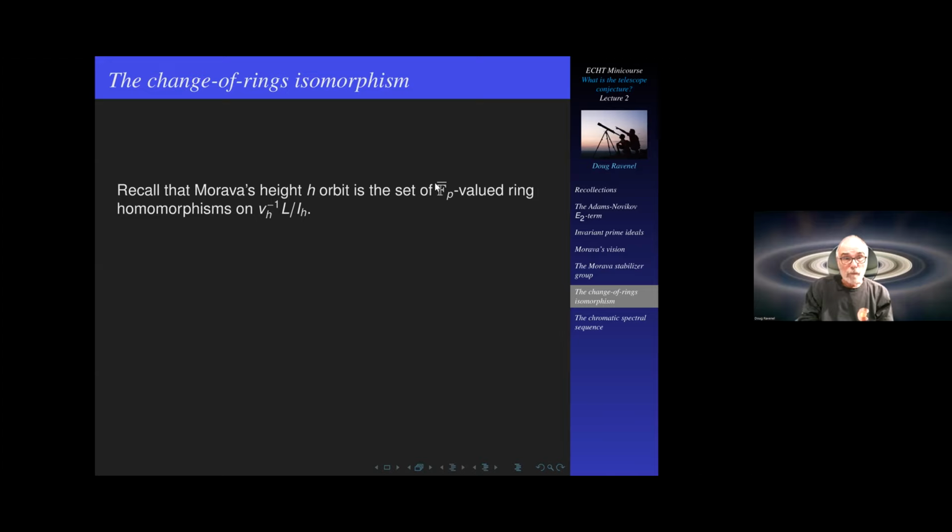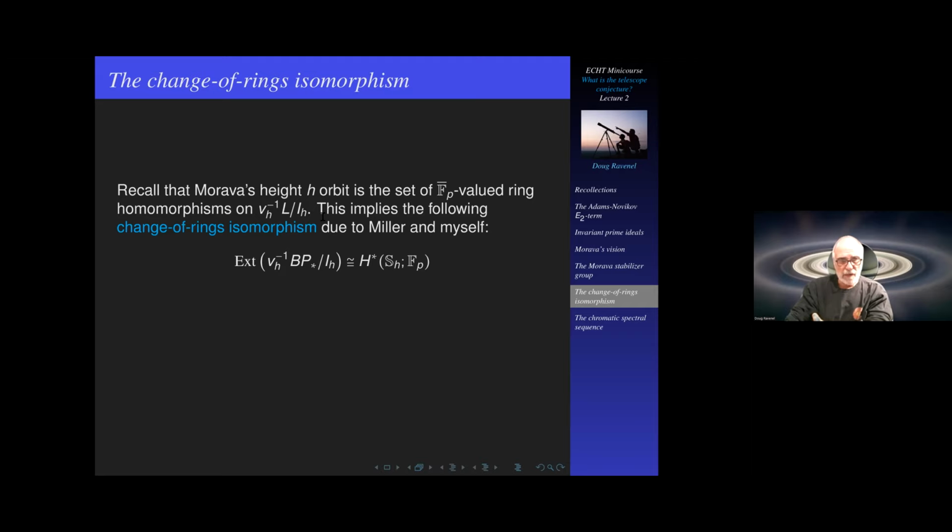Now, recall that Morava's height h orbit is the set of F_p-valued ring homomorphisms on this ring. So you take L, you kill the ideal I sub h, and then you invert v sub h. This implies the following change of rings isomorphism that was proved by Haynes Miller and myself. If you're interested in computing the Ext group for the ring that you get from BP star by killing I sub h and inverting v sub h, that is the same thing as the mod p cohomology of the Morava stabilizer group S sub h. So we can identify this Ext group with the cohomology of the Morava stabilizer group.